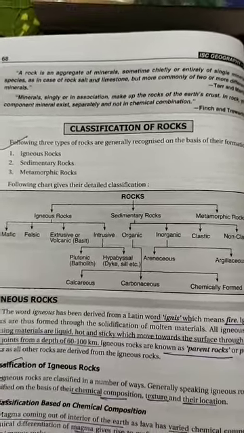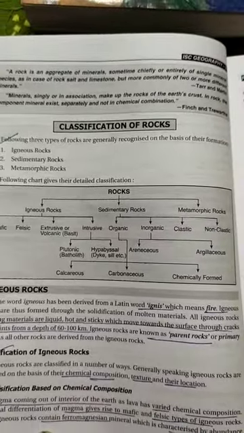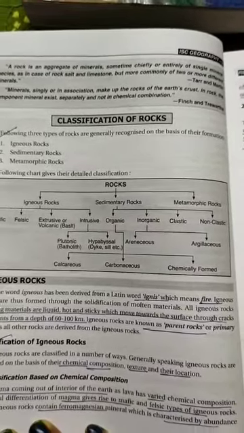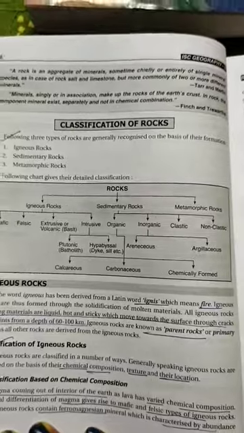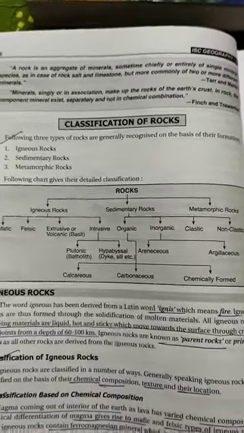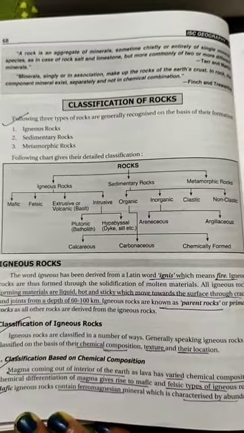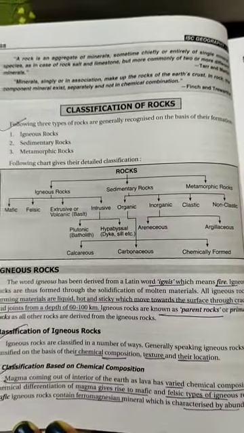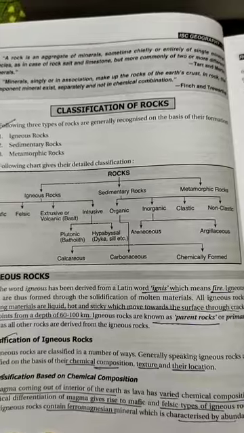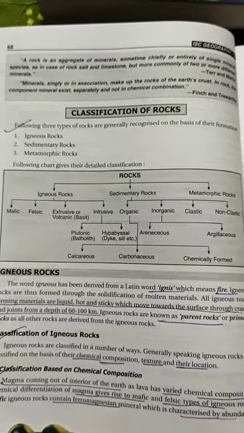Different classifications of rocks: igneous rock, sedimentary rock, metamorphic rock. Learn the chart which will help you to get the gist of it. Igneous rocks. Why it is called igneous rock and why it is also called parent rock or primary rock. Learn the definition which is marked for you.